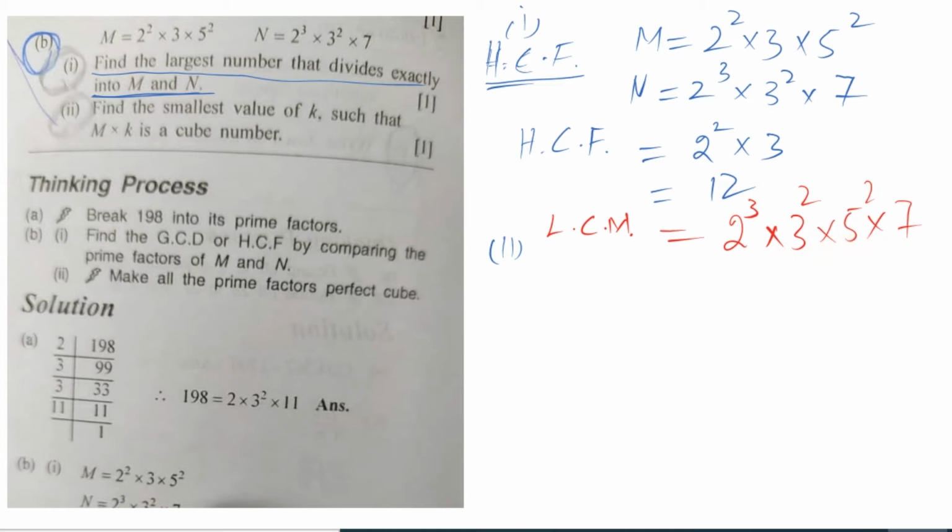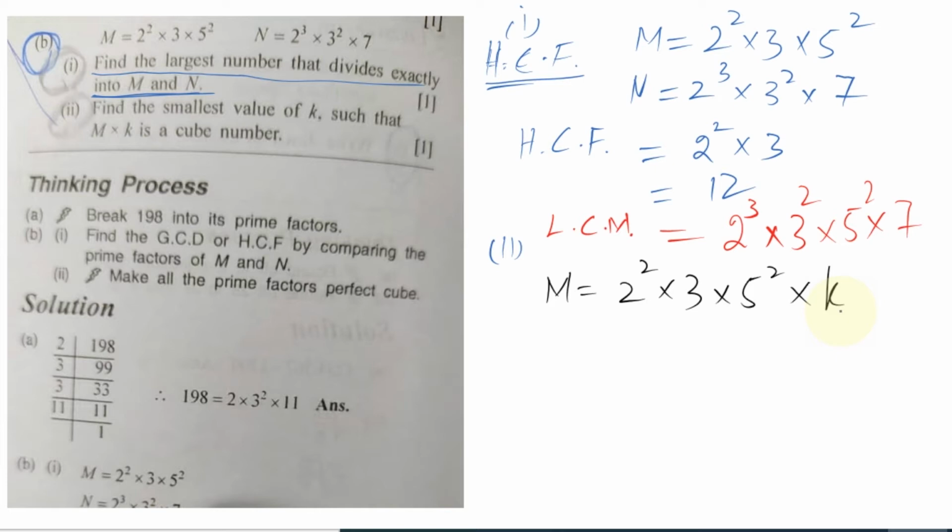Now find the smallest value of k such that m times k is a cube number. M is 2 raised to power 2 into 3 into 5 square times k. We have to multiply m by a number, and keep k the smallest possible value, such that m times k is a cube number. Cube numbers are the numbers which have powers divisible by 3. If the power is 3 or a multiple of 3, means it comes in the table of 3, then it is a perfect cube.